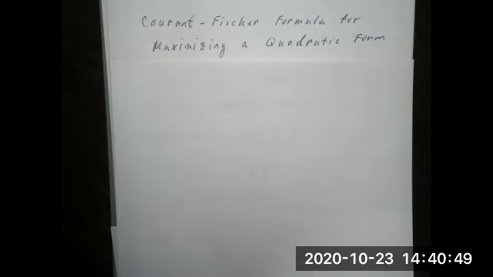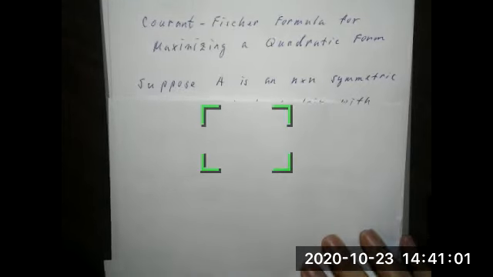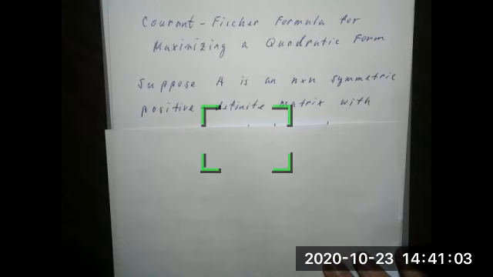In this video, we're going to be discussing a very useful tool for maximizing a quadratic form. It's known as the Courant Fischer formula for maximizing a quadratic form. Let's suppose that we have an n by n symmetric matrix A and it's positive definite.